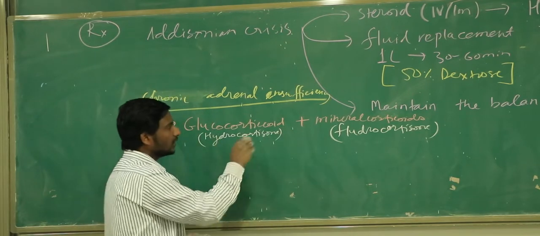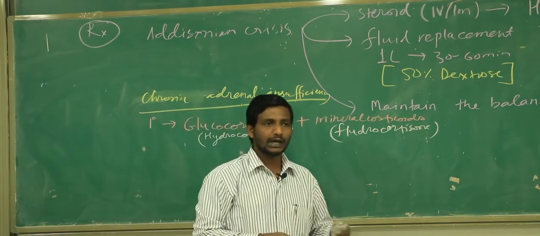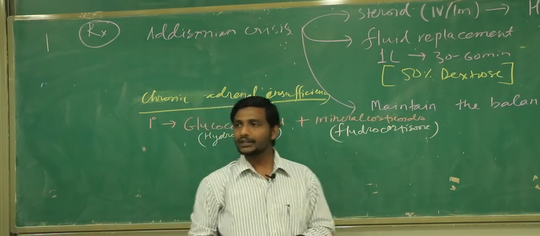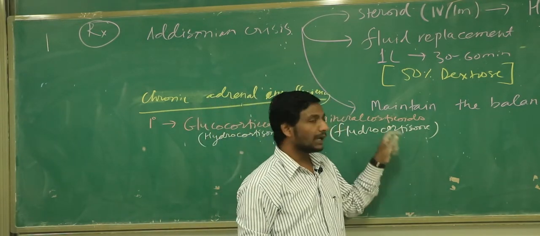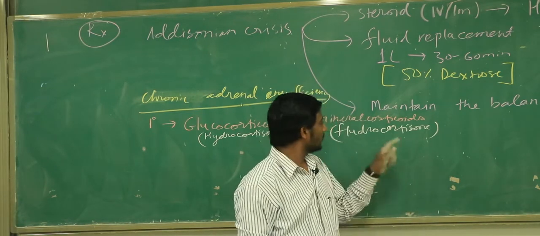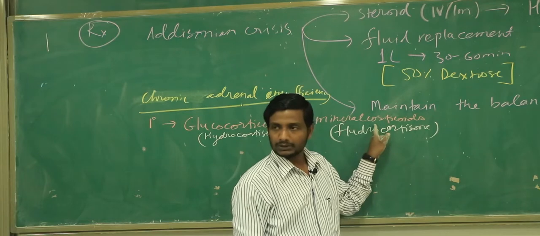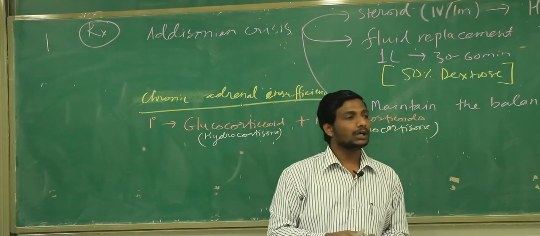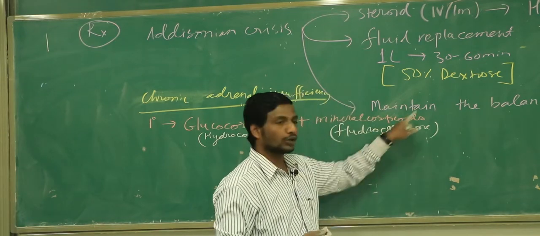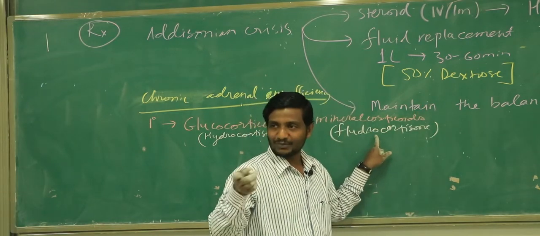So fludrocortisone is mainly a mineralocorticoid, and don't forget how I remember it. In case of the mineralocorticoid, there is mainly the balance of sodium and potassium, isn't it? And whenever the patient has a problem with sodium and potassium, they also have a problem with water, the fluid. So I remember it this way: fludrocortisone, the fluid, so mineralocorticoid.